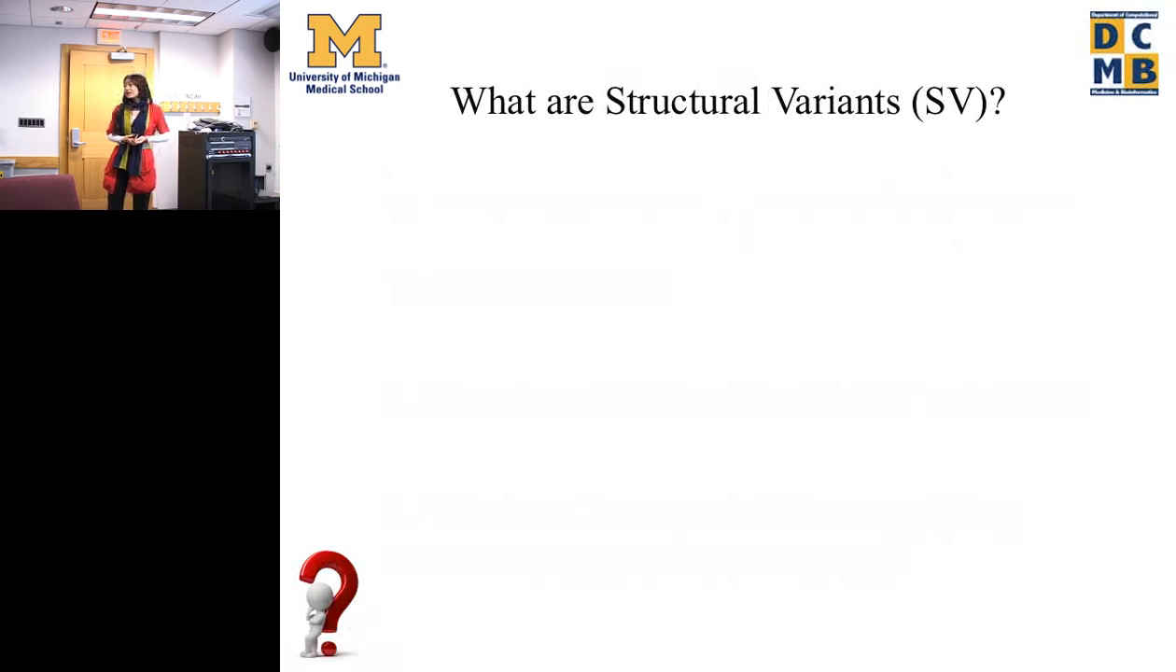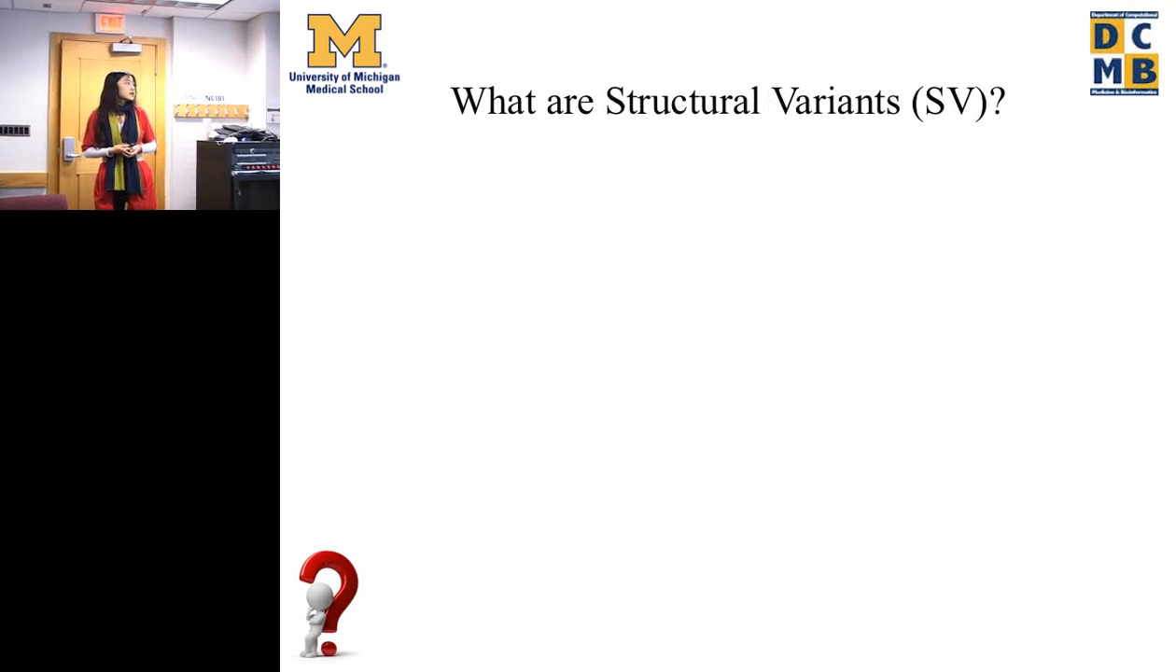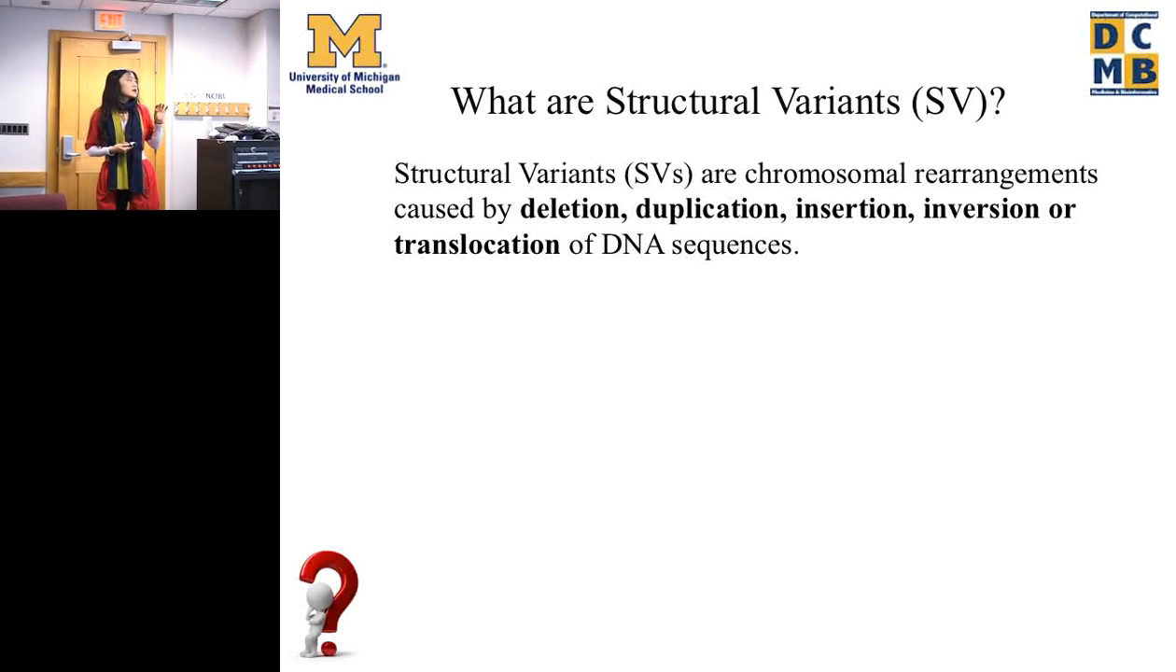First, let's define structural variants. By definition, structural variants are the rearrangement of DNA sequences that are usually larger than 50 bases. If it's smaller, we usually call them SNPs or indels. They're usually caused by deletion, duplication, inversion, insertion, or translocation. For each of them, I have an example in the next slide.